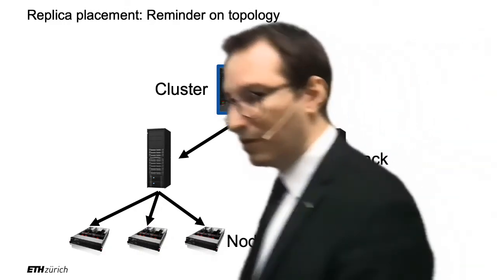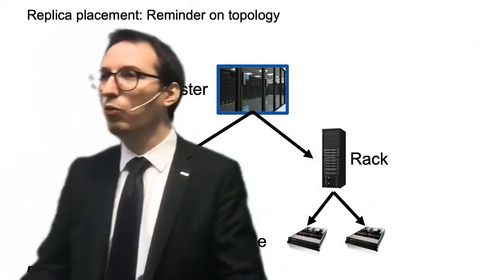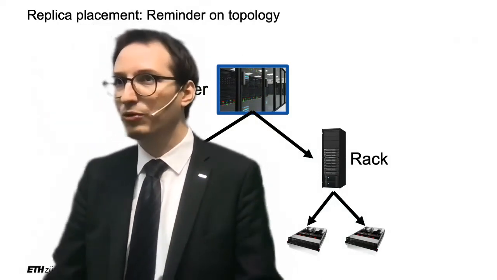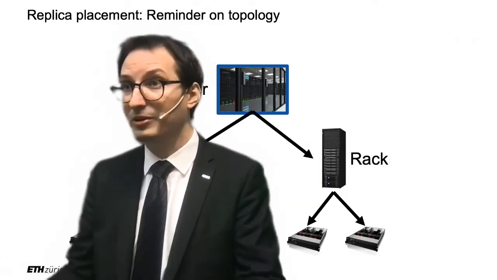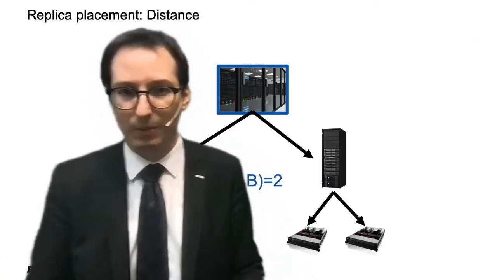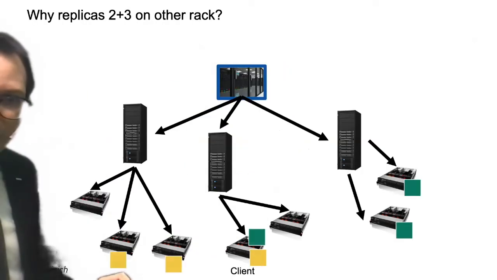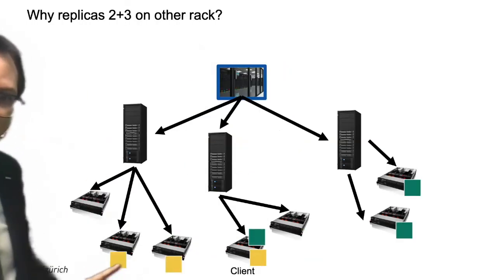Now I left you with this cliffhanger. Why do we do it that way? Why don't we just put the second replica on the same rack in a different node? That would be easier, right? Or maybe more natural. Here's the thing, this is how it's done, right?